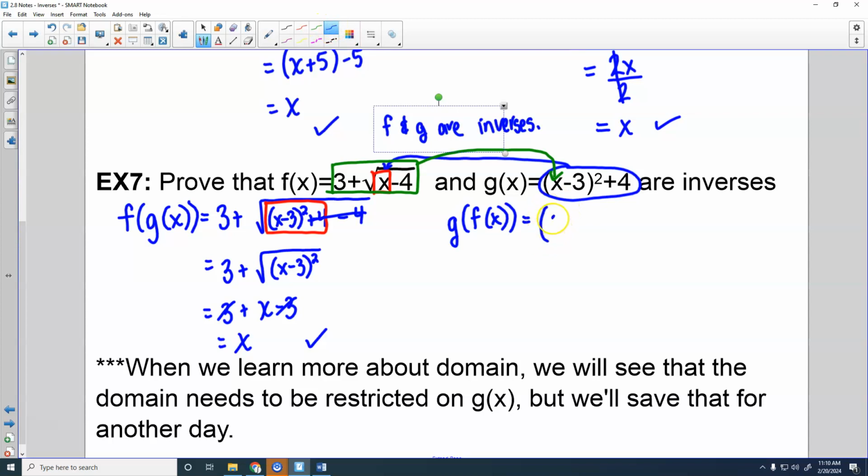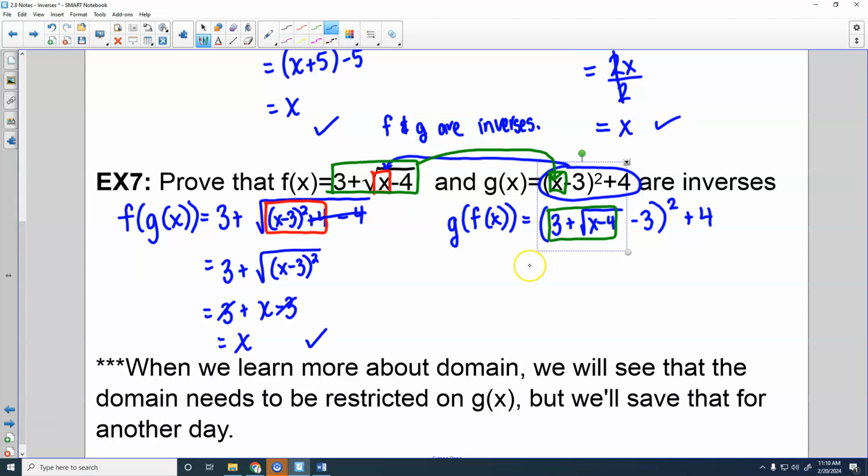So we're going to have 3 plus the square root of x minus 4, minus 3 squared plus 4. So if we kind of look at what's happening here, this stuff right here is our f of x. We're plugging it in for that x right there.